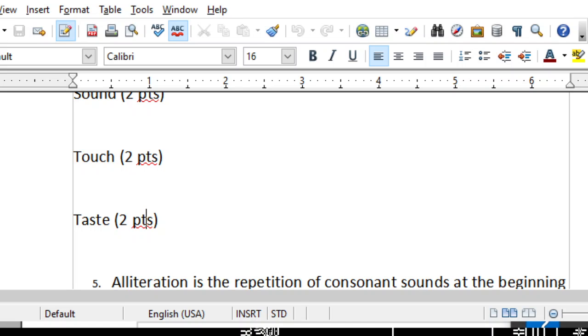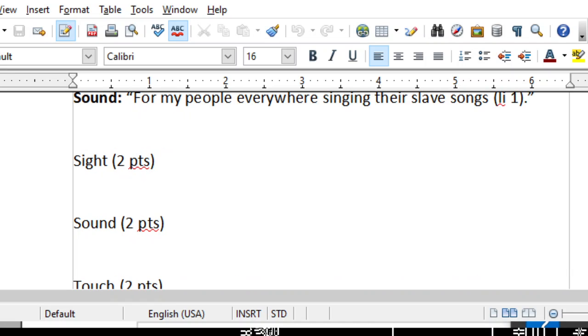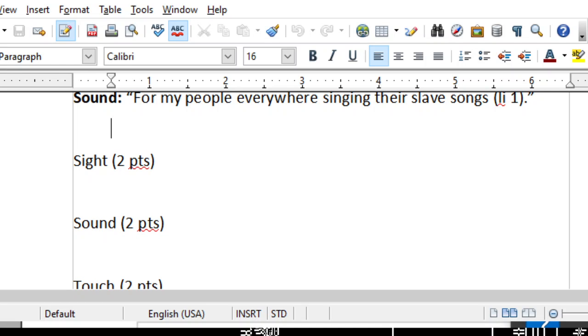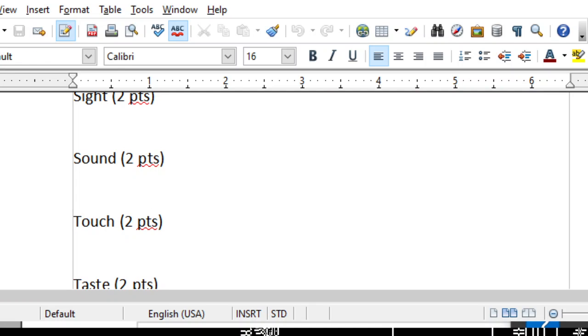Find a line in the poem where she describes it in such a way where you can actually taste it. So taste, touch, sound, and sight. You are to find one line from the poem for each of these 4 senses. And there's 2 points apiece. Look at my example. I quoted word for word from the text, and I even gave you the line number. That's what I expect you to do for sight, sound, touch, and taste.